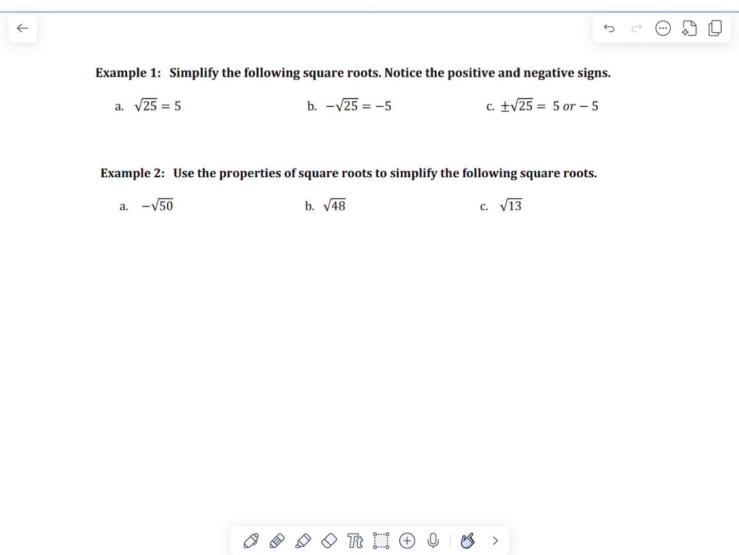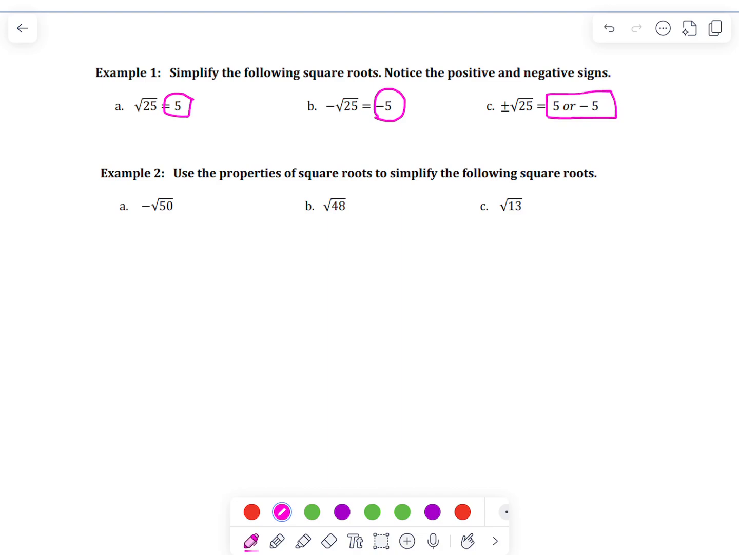So example 1, simplify the following square roots. Notice the positive and negative signs. So the first set has been done for us. The square root of 25, 5 times 5 is 25, so you get an answer of 5. Negative square root of 25, see that negative's out in front, so then it's negative 5. The last one has a positive or negative in front of the radicals, and you have 5 or negative 5.